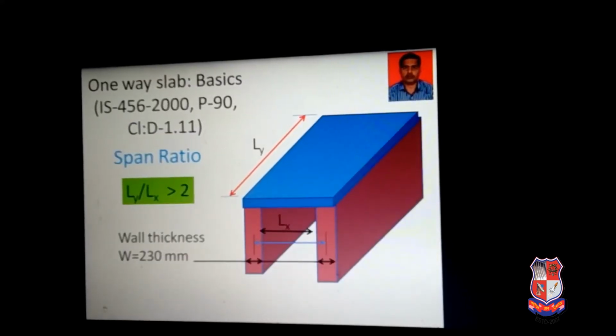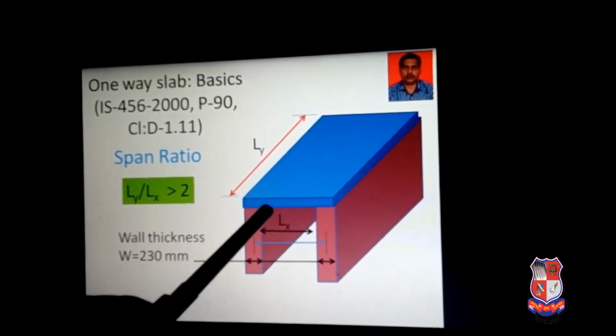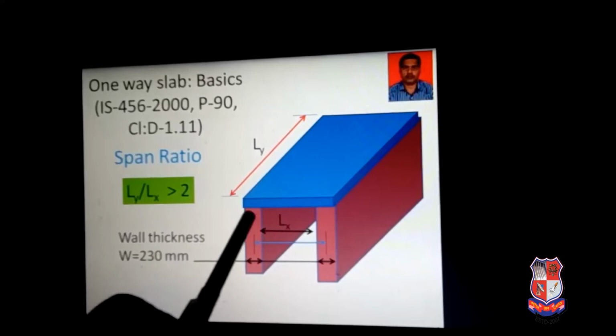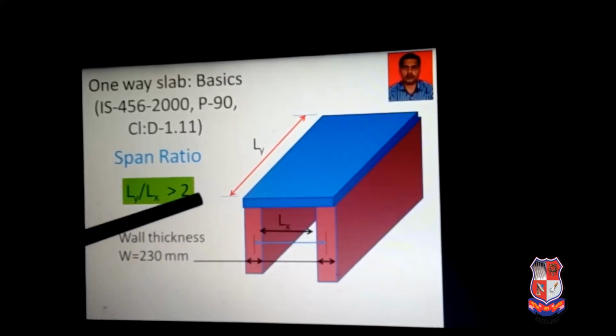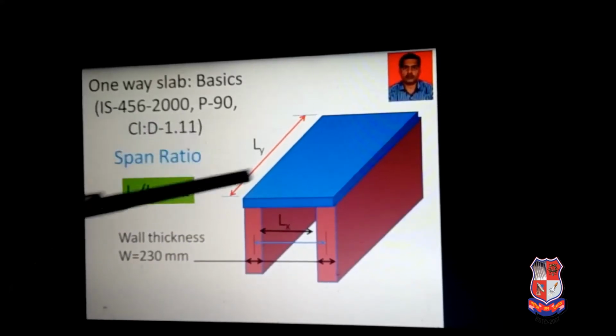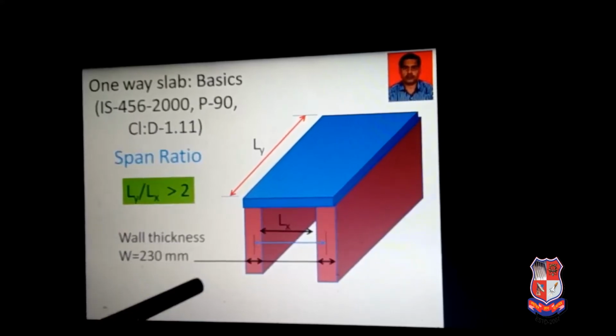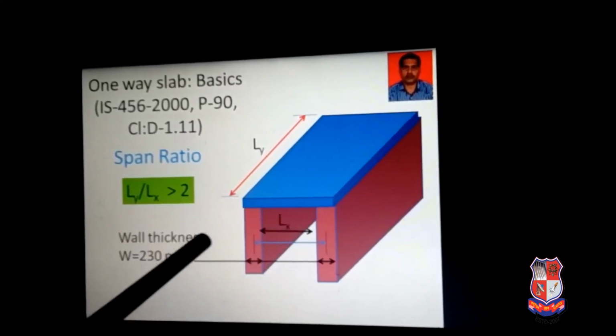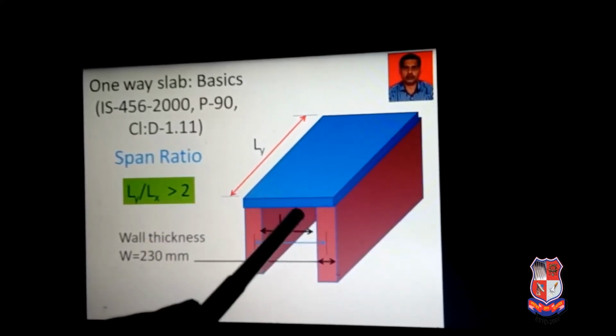As you are clearly seeing the sketch of a slab in blue color, the slab is basically a horizontal member in a building. It has 2 major dimensions: its width, that is here Lx, the shorter span, and its length, that is here Ly, the longer span. The third dimension of the slab is its thickness, which is generally small as compared to a beam. It lies between 100 to 150 millimeter.